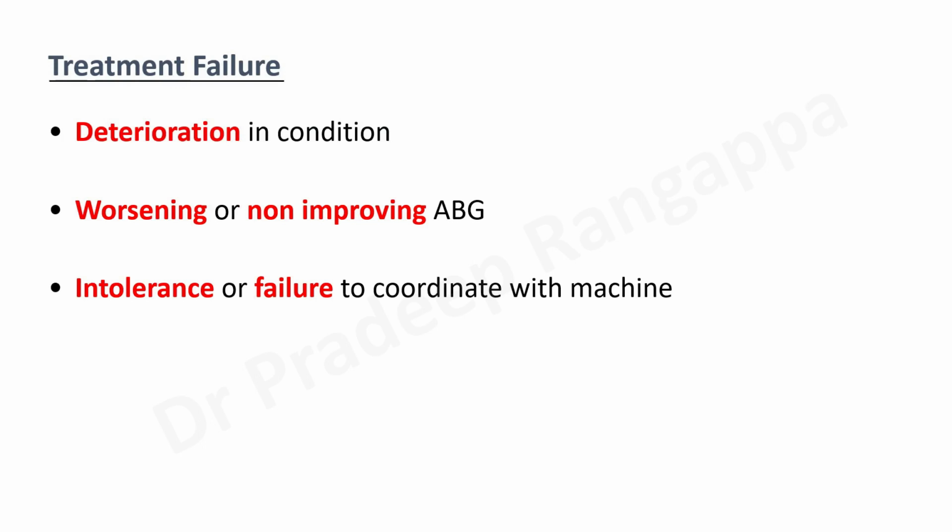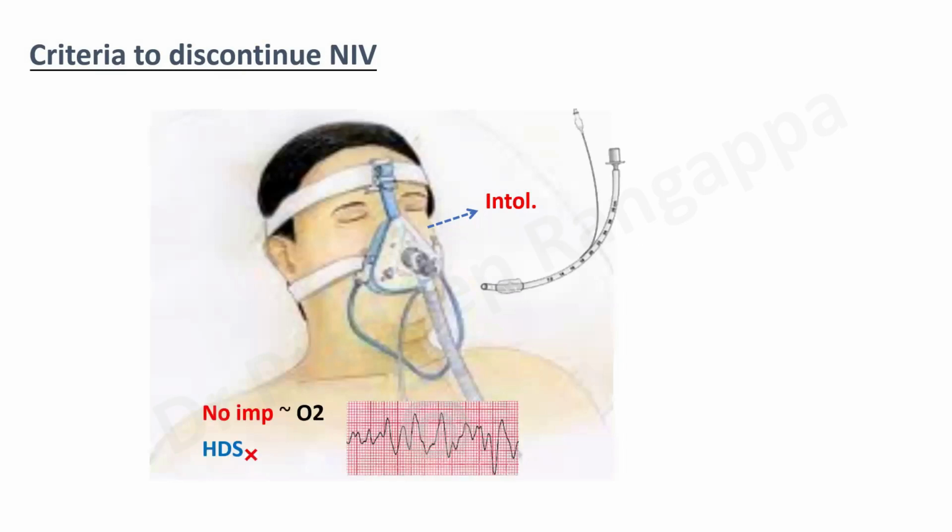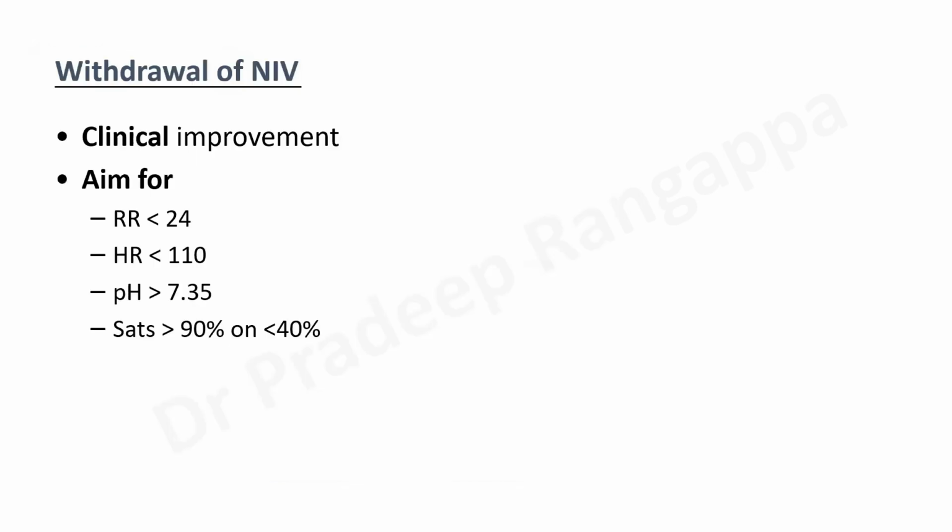But if there's intolerance or failure to coordinate with the machine, these are some of the reasons you think that NIV has failed, and then you may have to consider intubation. And if there is gross hemodynamic instability, or if there is some sort of an arrhythmia setting in, that's when you would say that NIV has failed, and then you would go on to intubate. But having said that, the evidence tends to give a signal towards giving a good trial of NIV, and if it succeeds, I think it tends to improve outcomes in flail chest.